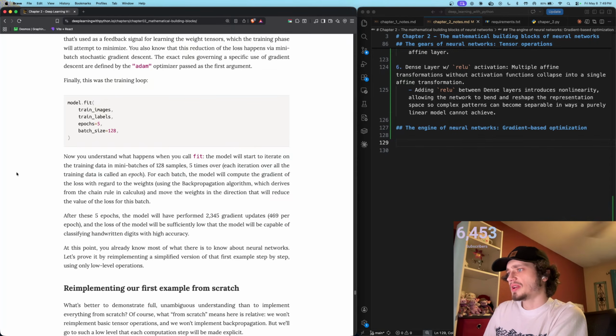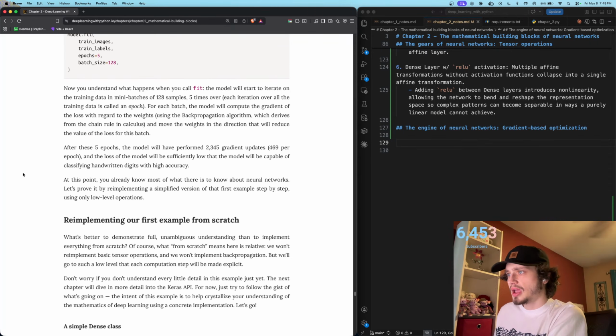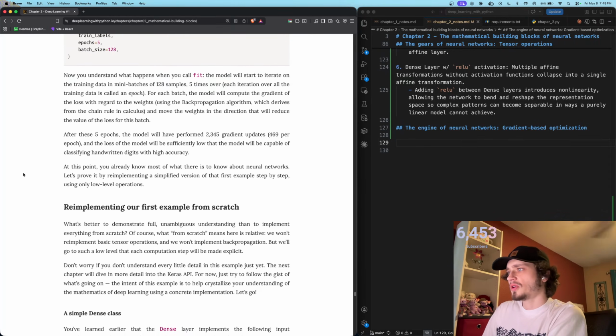After these 5 epochs, the model will have performed 2,345 gradient updates, 469 per epoch, and the loss of the model will be sufficiently low that the model will be capable of classifying handwritten digits with high accuracy. At this point, you already know most of what there is to know about neural networks. Let's prove it by re-implementing a simplified version of the first example step by step, using only low-level operations.